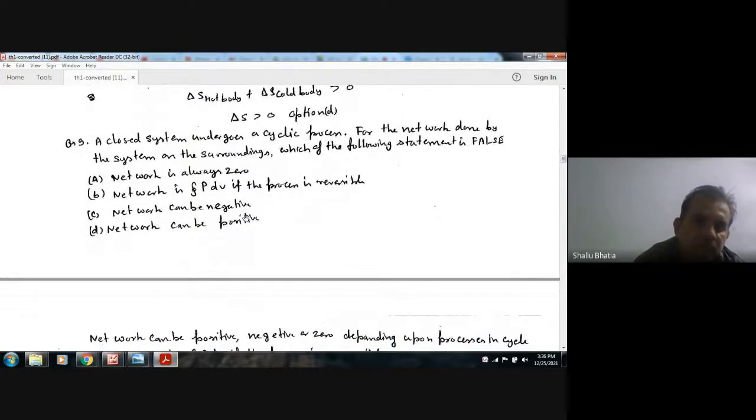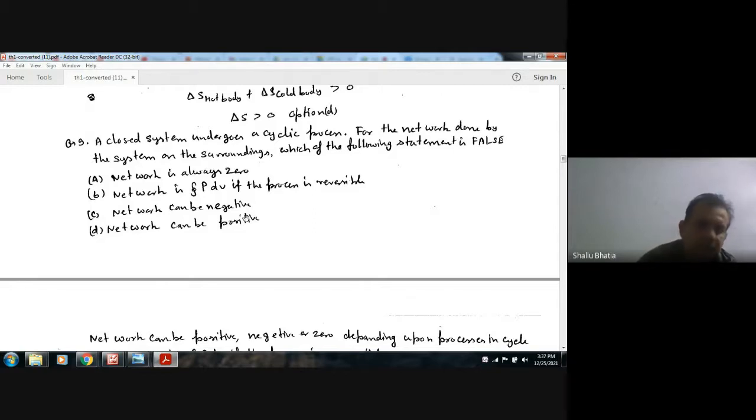Next, a closed system undergoes a cyclic process for the net work done by the system on the surroundings. Which of the following statements is true? A, net work is always zero. B, net work is cyclic PdV. If the process is reversible, net work can be negative or positive. The net work will be cyclic PdV if the process is reversible. That is given by the area of the cycle.